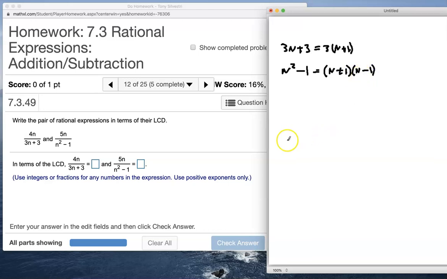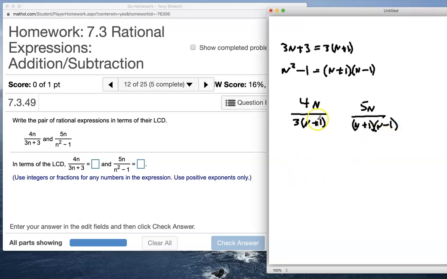So here's what we're going to do. We have 4n over 3 times n plus 1. Okay, so this is what I did. I factored that to make it look like this. And then I said 5n over n plus 1, n minus 1.